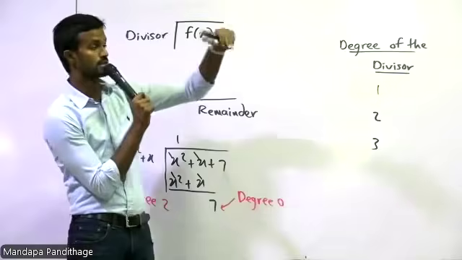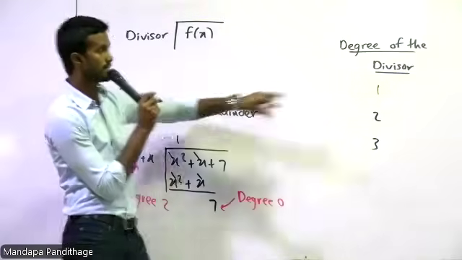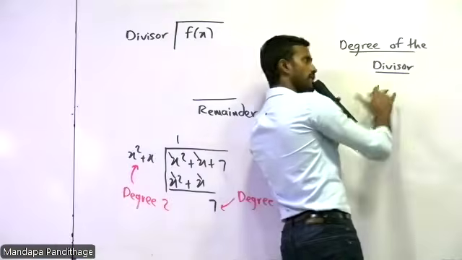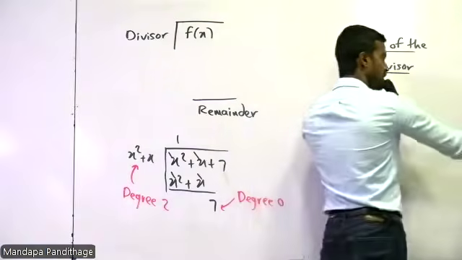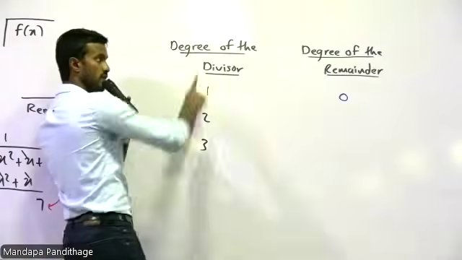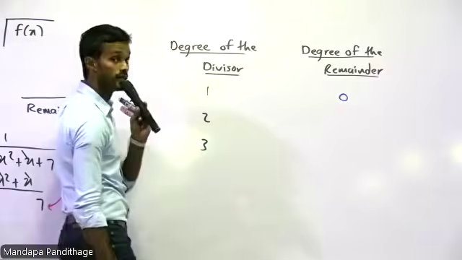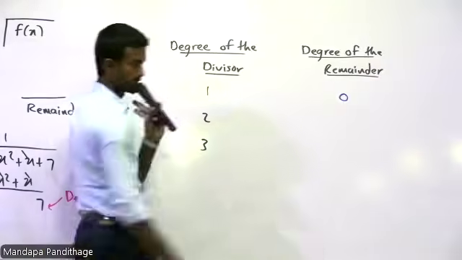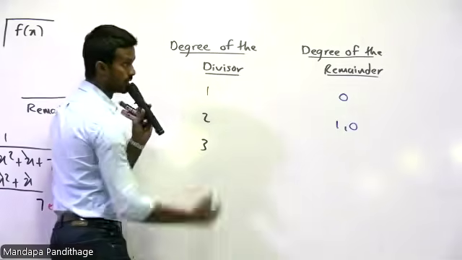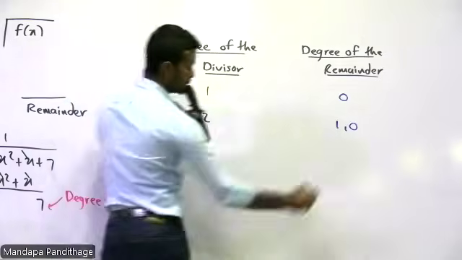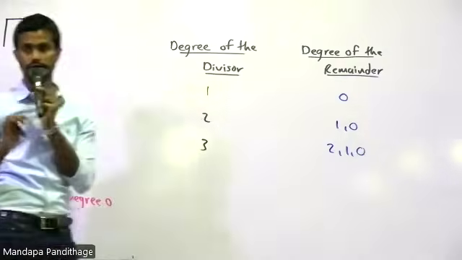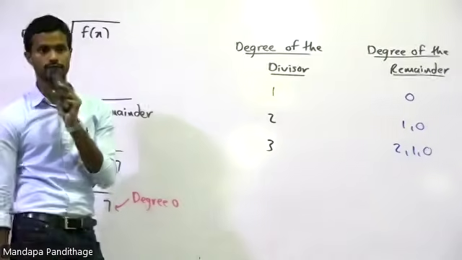So there's nothing that it is less by 1. When I say the degree of the divisor is 1, the only possible degree less than 1 is 0. But now tell me, if the degree of the divisor is 2, the degree of the remainder can be 1 or 0. If the degree is 3, the remainder's degree can be 2 or 1 or 0. Clear? So what we need to understand is it's just less than the divisor.